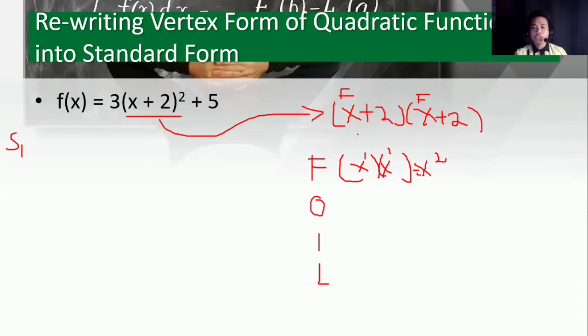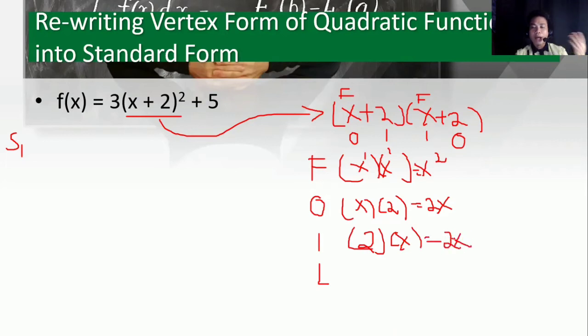Then we have the outer term, which is x and 2. The first part of the first binomial, the second part of the second binomial. So the outer term. So x times 2, the answer is 2x. Then the inner term, we have 2 and x. So the second term of the first binomial and the first term of the second binomial. So we have 2 times x. The answer is 2x. Then combine or add the outer and inner terms. So 2x plus 2x, the answer is 4.